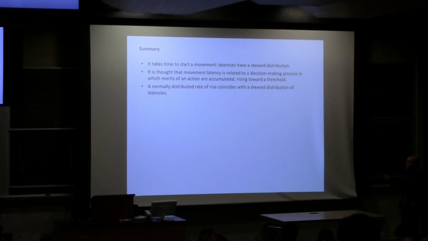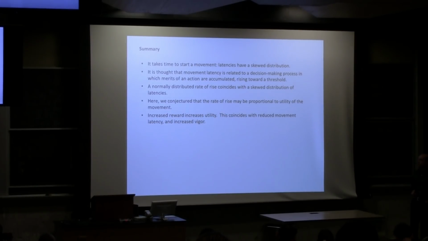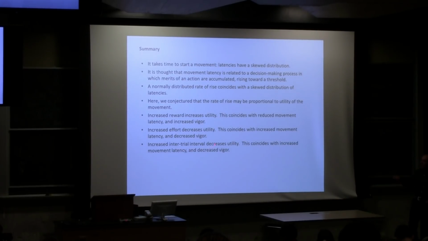A normally distributed rate of rise coincides with a skewed distribution of latencies. Here, what we conjectured is that the rate of rise may be proportional to the utility of the movement. So if the utility goes up, the rate of rise should go up. The utility increases, the rate of rise should increase, which means that you will move sooner and you will move with greater vigor. Increased effort has the opposite relationship. And adding a wait time between actions is like adding a time in the denominator.